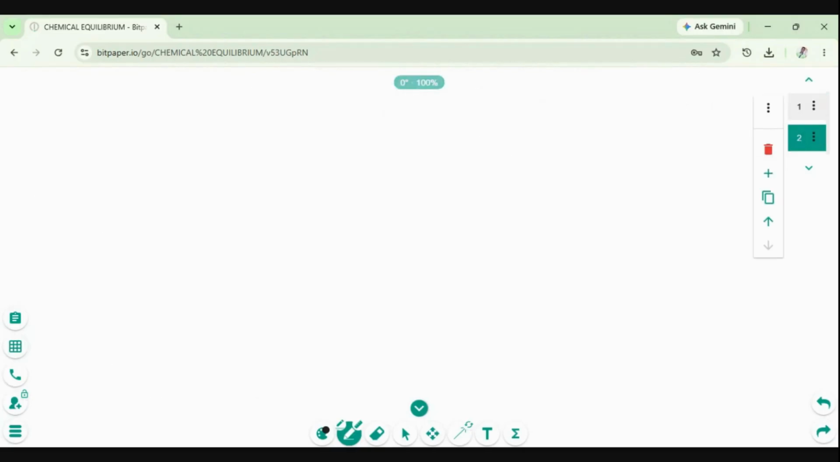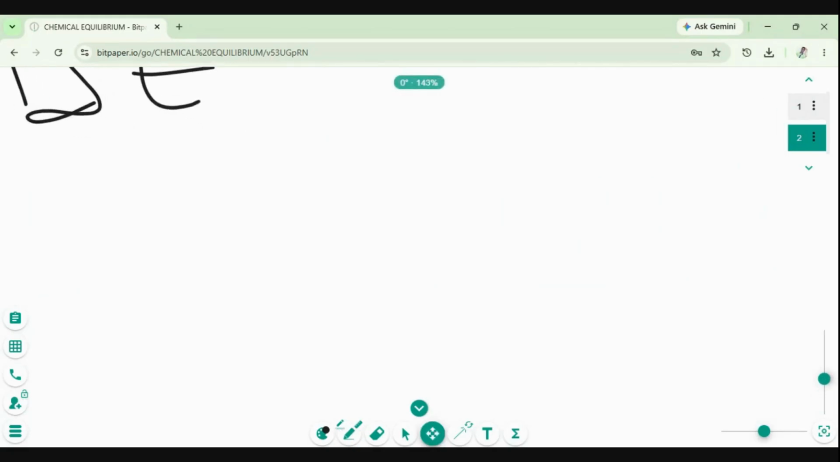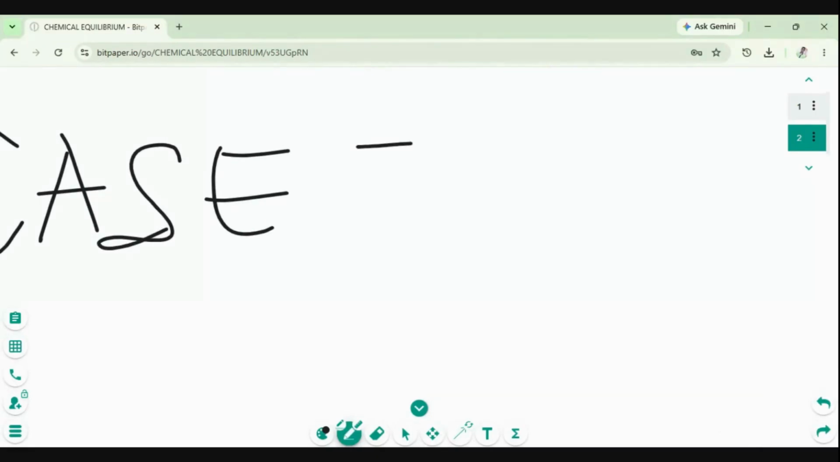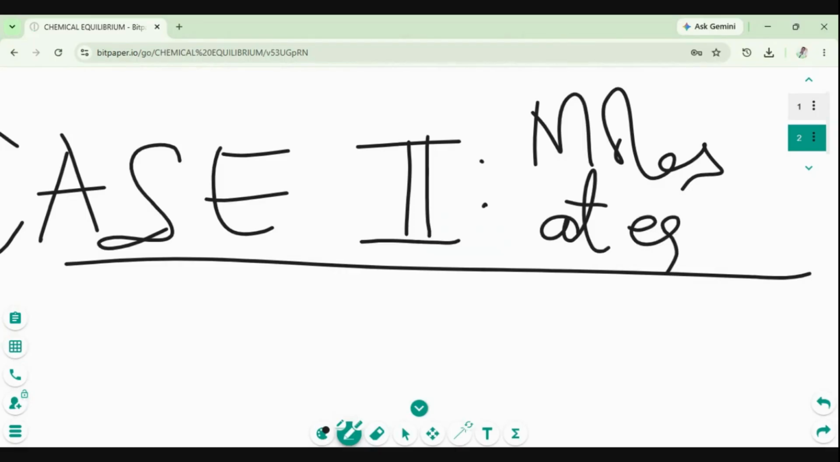Okay, let's go to case 2. Let's look at case 2. So case 2 is when I've given you the moles at equilibrium. Case 1 was when I've given you the moles that reacted. Case 2 is when I've given you the moles at equilibrium.